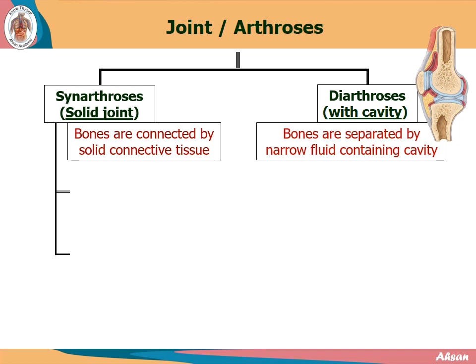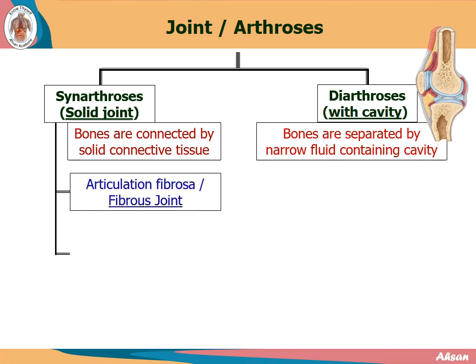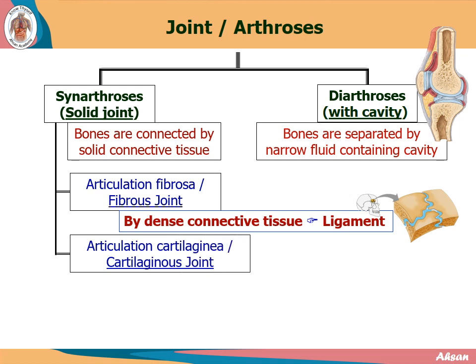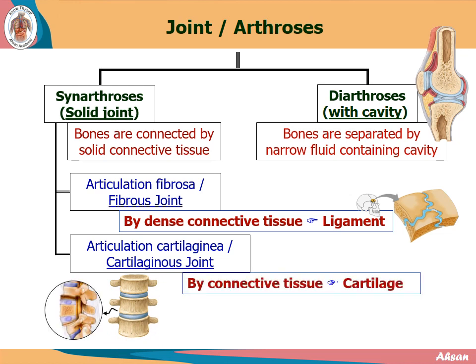Solid joint, meaning synarthrosis, may be of two types. Articulation fibrosa, this is fibrous joint, and here the bones are connected by ligaments. This is the connective tissue, dense connective tissue sheet. The second type is articulation cartilaginea, meaning cartilaginous joint. The bones are connected by a piece of cartilage. This is one type of connective tissue.